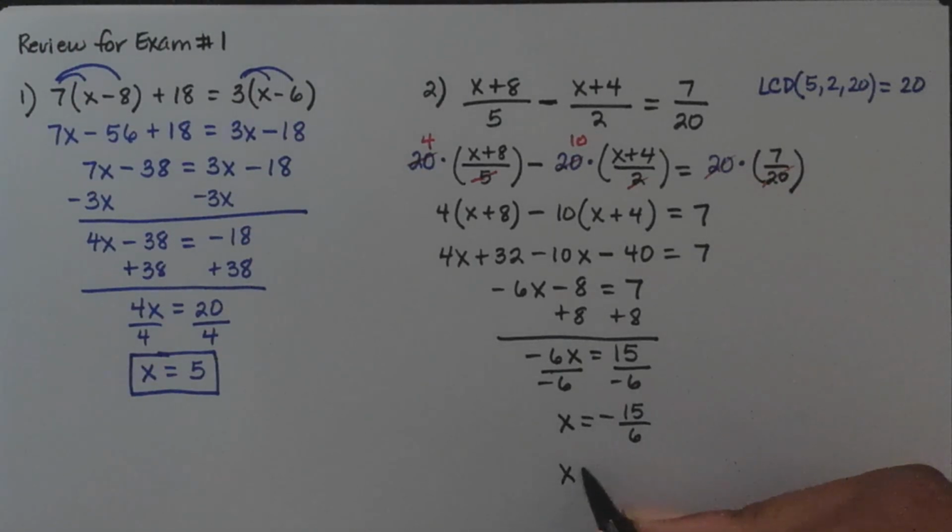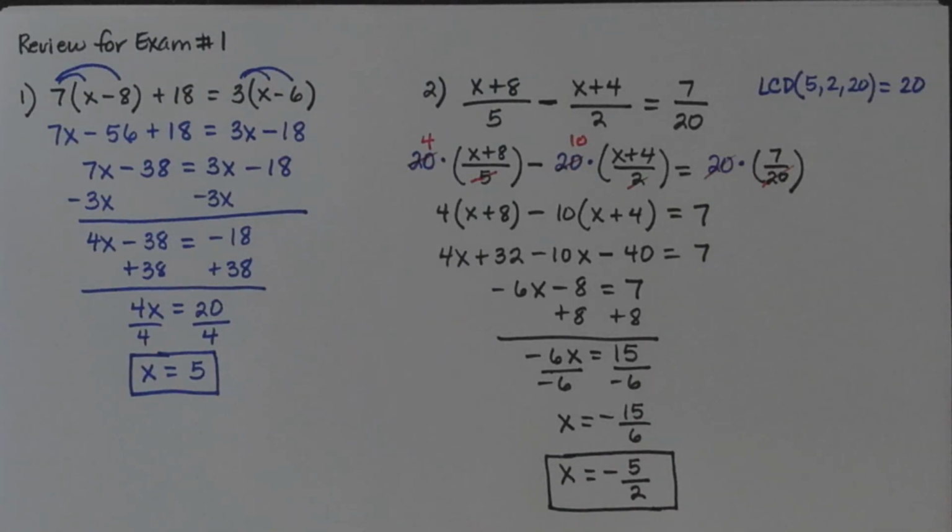negative 15 over 6. But if I ask for you to give your answer in simplest form, it would be what? Negative 5 over 2. Because the largest number that goes into 15 and 6 will have to be 3. So x equals negative 5 halves. So I will tell you this, you may need to reduce your fraction in simplest form whenever necessary.